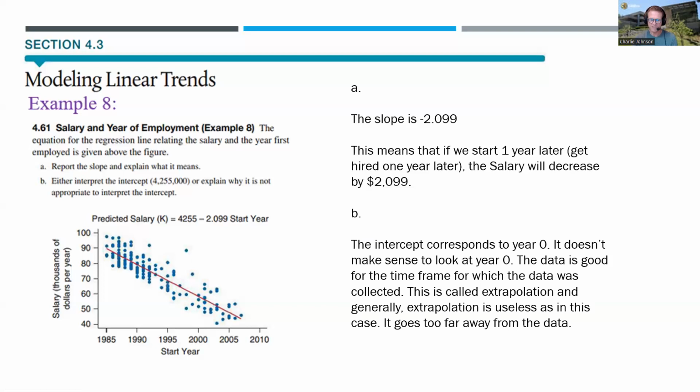So the intercept corresponds to year 0, and it doesn't make sense to look at year 0. The data is good for the time frame for which the data was collected, 85 to about 2007 or 8. This is called extrapolation, and generally, extrapolation is useless, as in this case. It goes too far away from the data. And this concludes this video of modeling linear trends, example 8.